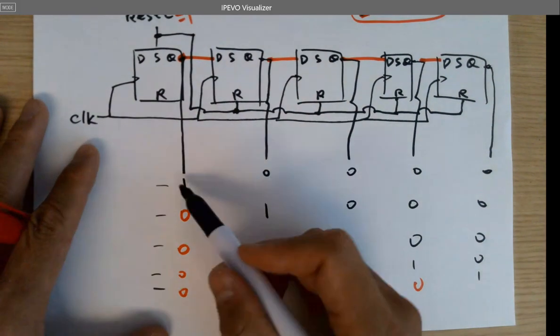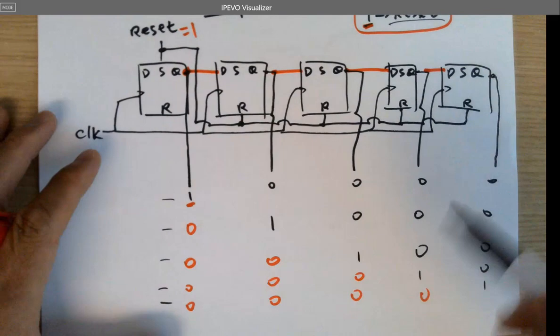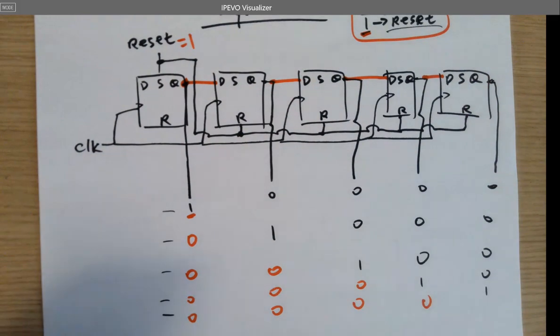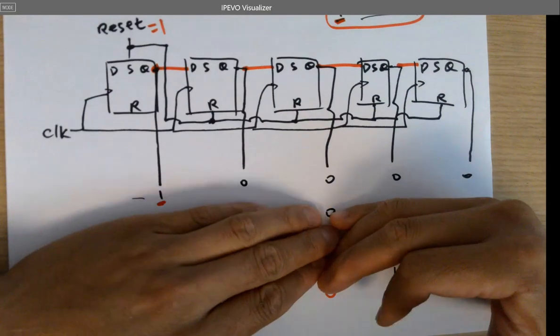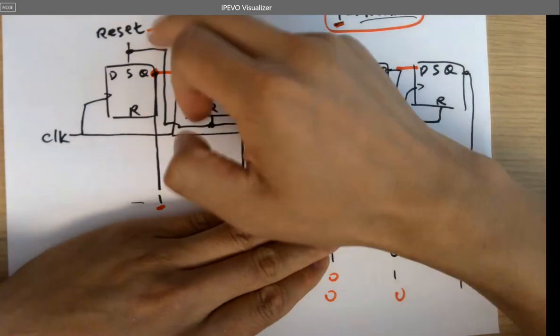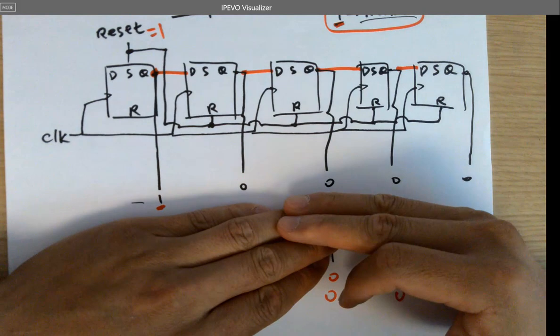Okay. In order to do this, anything else do I need to modify to the circuit? I'll let you guys think about it for a second. What should I do? So for the first cycle, no problem, right? First cycle, I just put a 1 here. It's gonna set the first one, reset all the following ones.